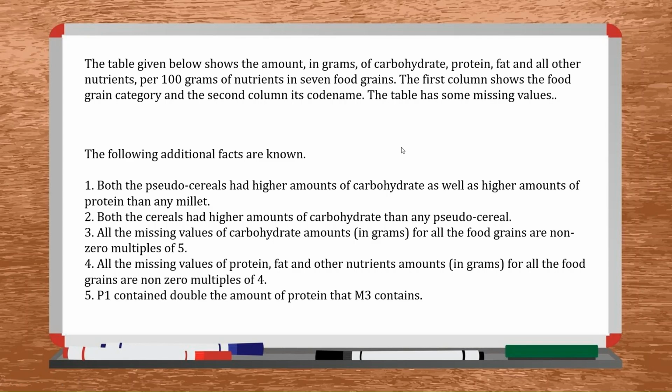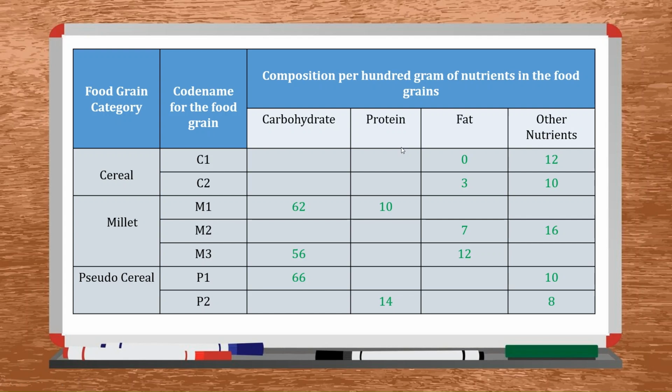The table given below shows the amount in grams of carbohydrates, proteins, fats, and all other nutrients per 100 grams of a given food grain. The first column shows the food grain category and the second column its code name. The table also has some missing values. So this is the information that we have been provided with.